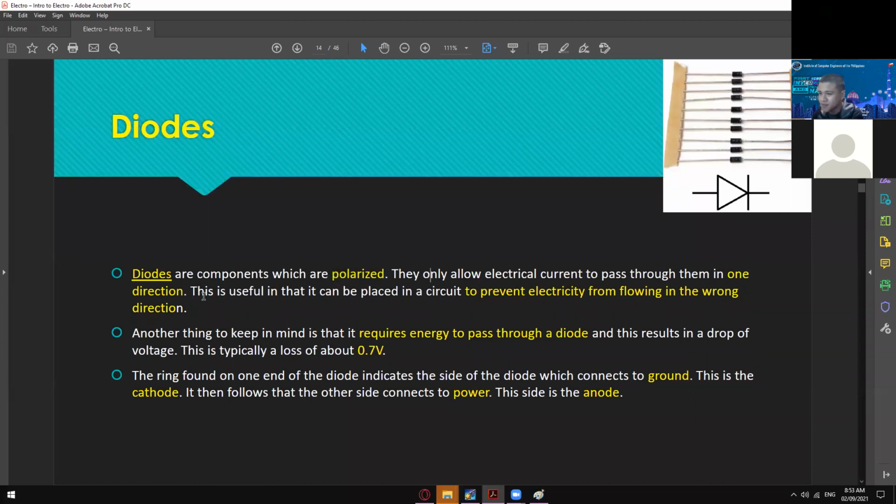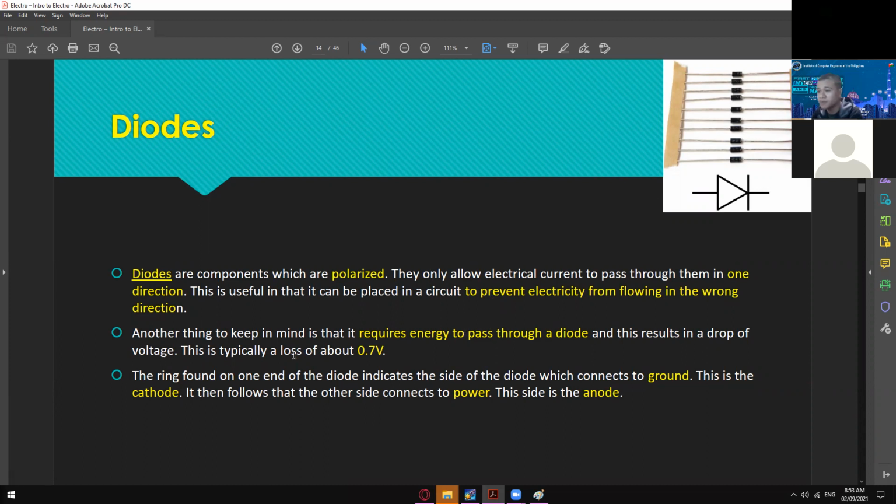This is useful in that it can be placed in a circuit to prevent electricity from flowing in the wrong direction. So the main reason why we have a diode is if you want to permit only the positive side, then it will only accept positive, and it will neglect the negative part of that electricity. Vice versa, if you want to allow only the negative, then you can also do that.